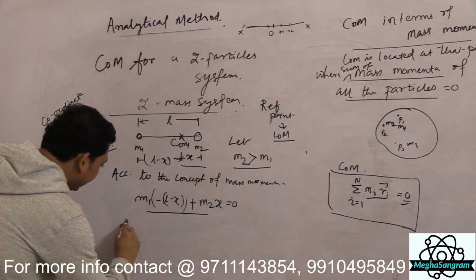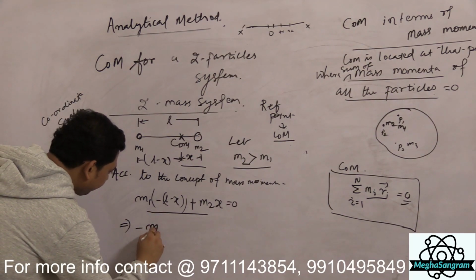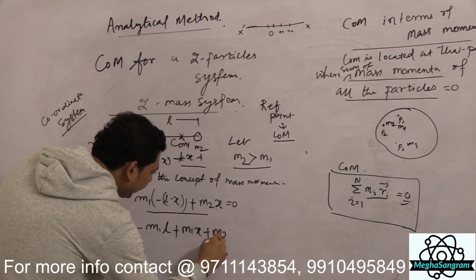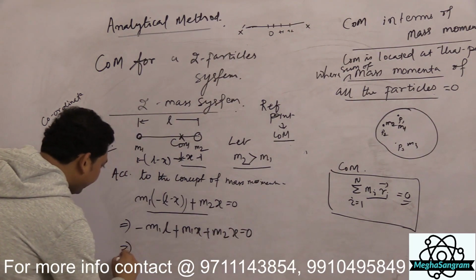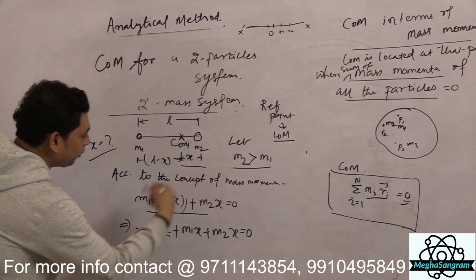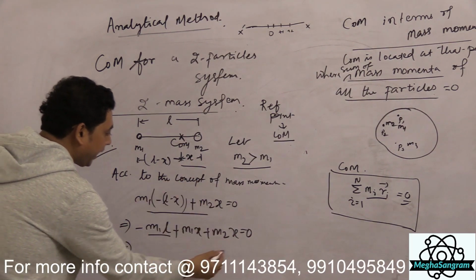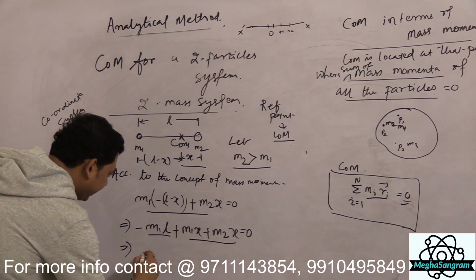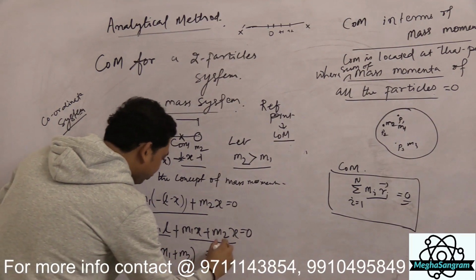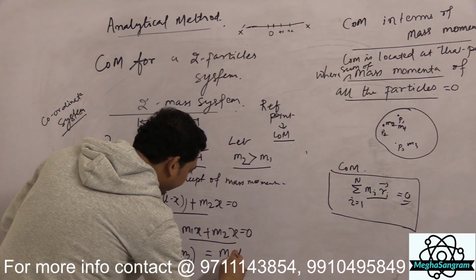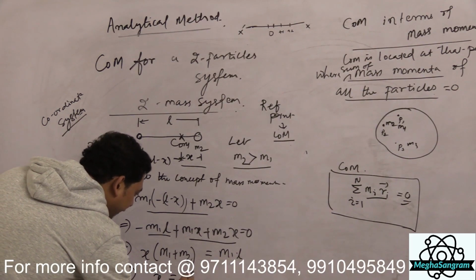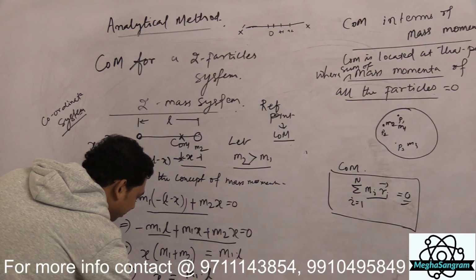See here, this can be opened in this way: minus m1 into L plus m1 into x plus m2 into x is equal to 0. Okay, so I will transpose this minus m1 L from the left hand side to the right hand side. I will take x common here, so this is (m1 plus m2) x, and this is equal to m1 into L. Alright, so from here we can calculate the value of x, which is equal to m1 into L divided by m1 plus m2.